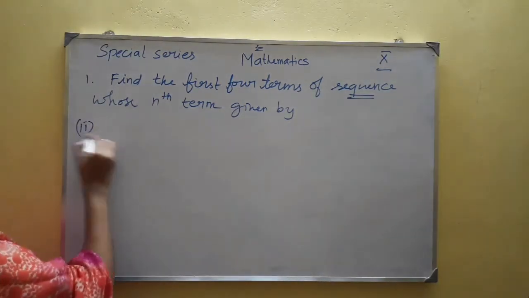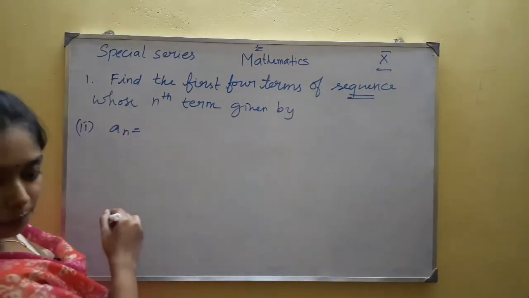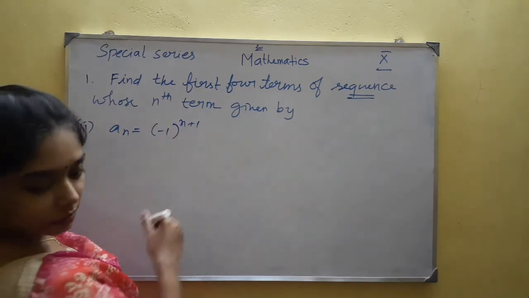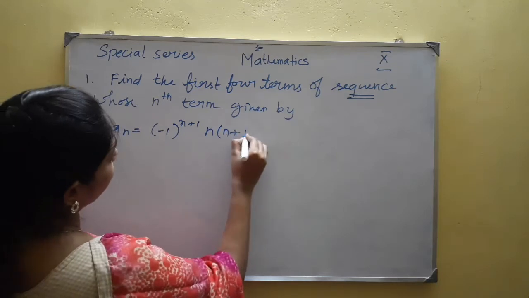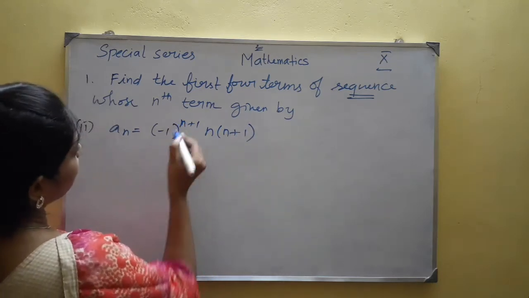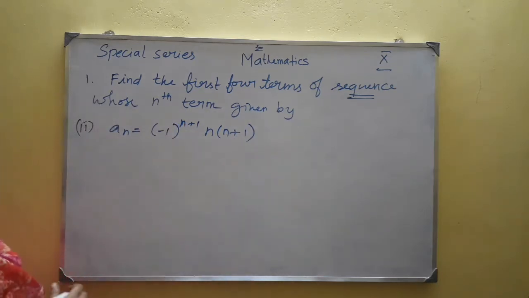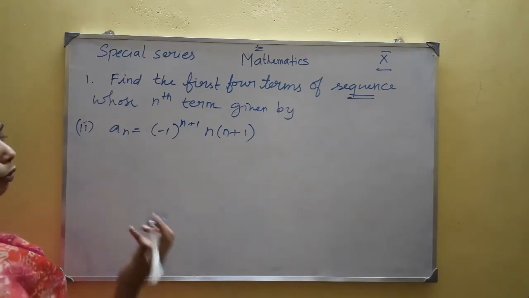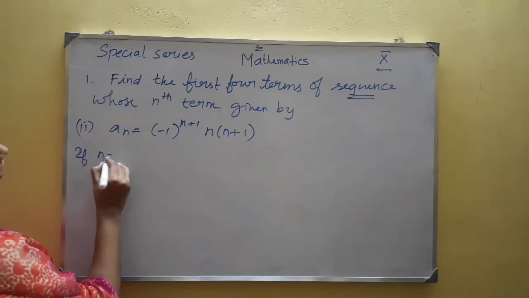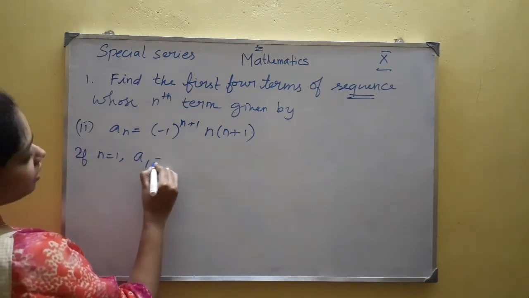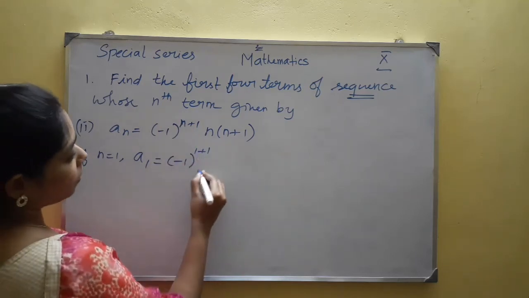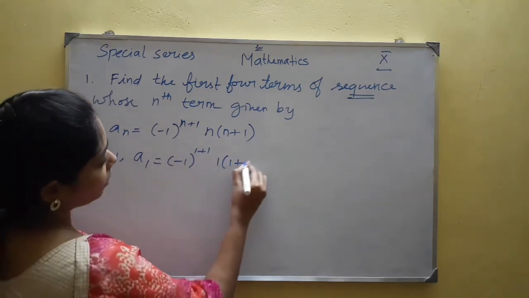Second problem. An is equal to minus 1 power n plus 1, divided by n into n plus 1. So here also you want to find the first 4 terms. In the same way, substitute the n value as 1, 2, 3, 4. If n is equal to 1, A1 is equal to minus 1 power, in the place of n replace it by 1, 1 plus 1, and here 1 into 1 plus 1.